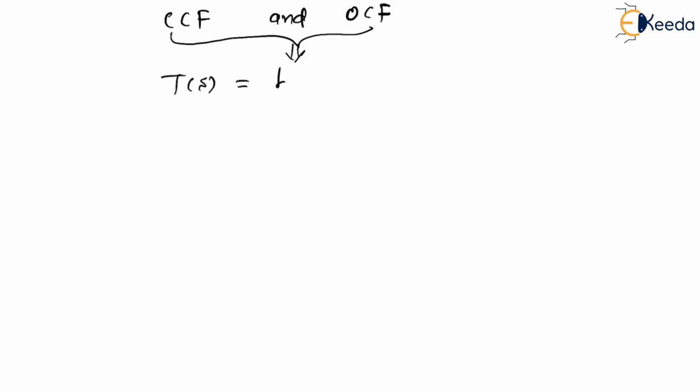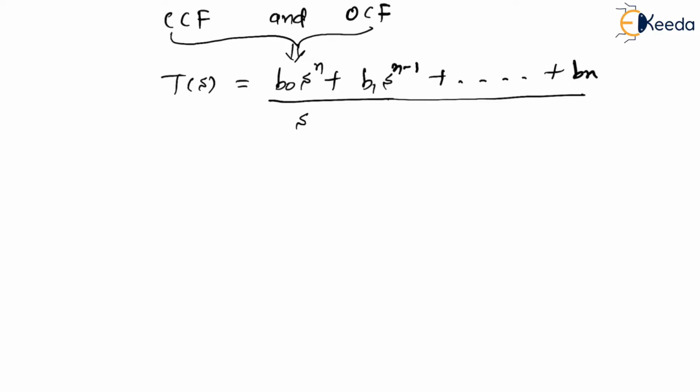So far we have seen two types of canonical forms, right? One is CCF and the other one is OCF. We have seen that these two are applicable when your transfer function T of s is in this fashion: b0 into s power n plus b1 into s power n minus 1, and at the end you have bn, divided by s power n plus a1 into s power n minus 1 plus a2 into s power n minus 2, and this goes up to an.